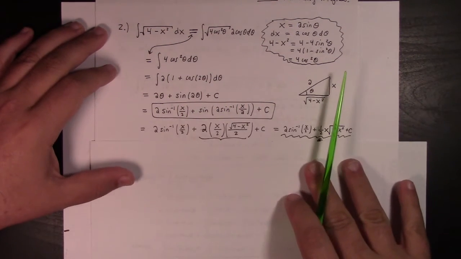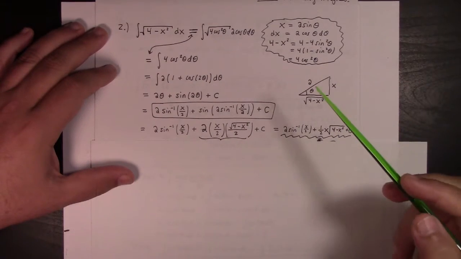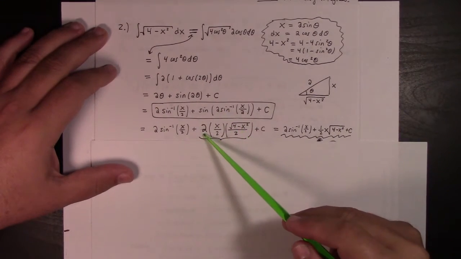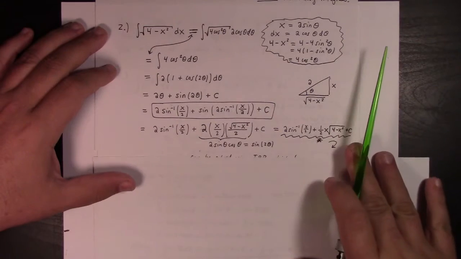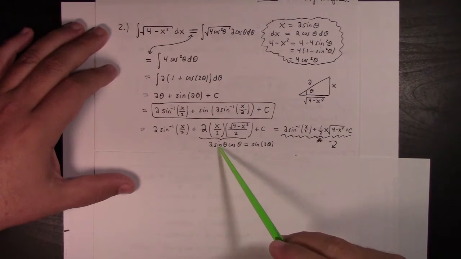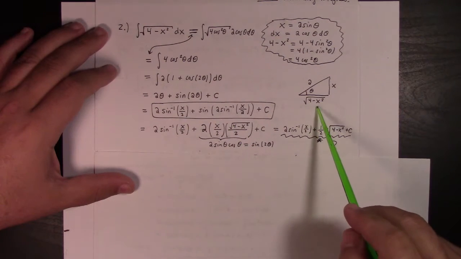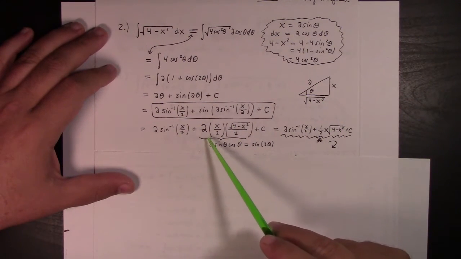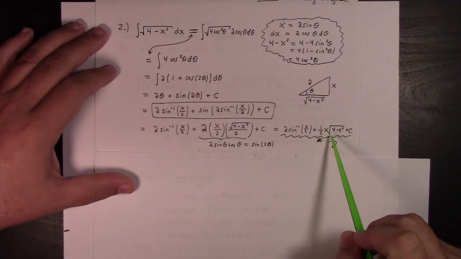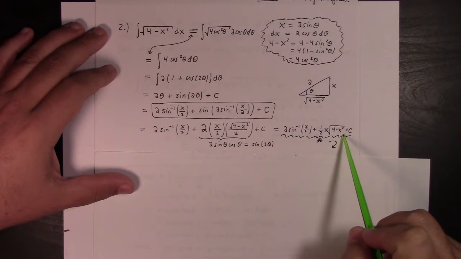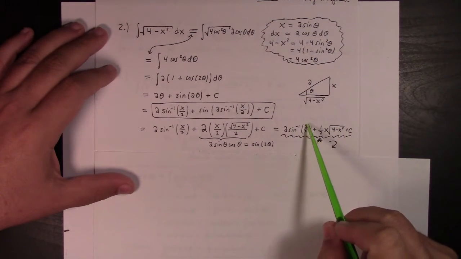See, we could write that this is twice what? This is twice sine theta cosine theta, where sine theta is x over 2 and cosine theta is the square root of 4 minus x squared over 2. And so the 2's cancel, and we get 1/2 x times square root of 4 minus x squared plus a constant, and then of course this piece right here.